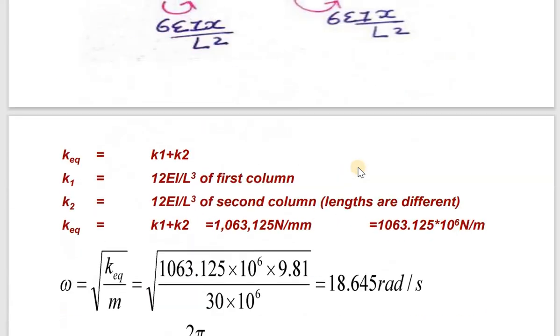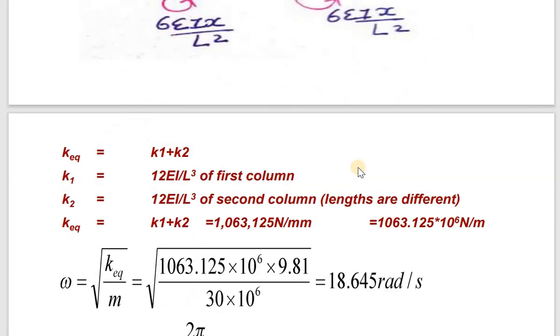So what is our equation? K1 is equal to 12 EI by L cube. This L value is changing, so you can find out both values. Then you can add K1 and K2, the same way we did in the second problem. So K equivalent is equal to K1 plus K2, and we will get the K value. From that, omega is equal to root of K equivalent by M.